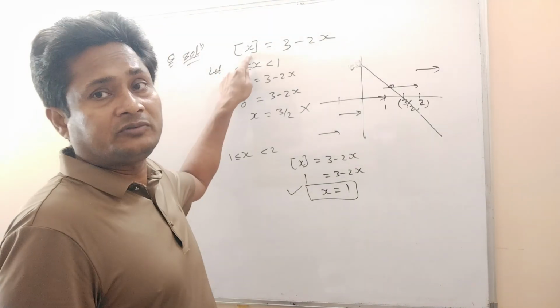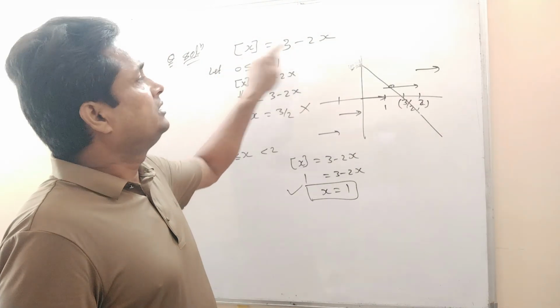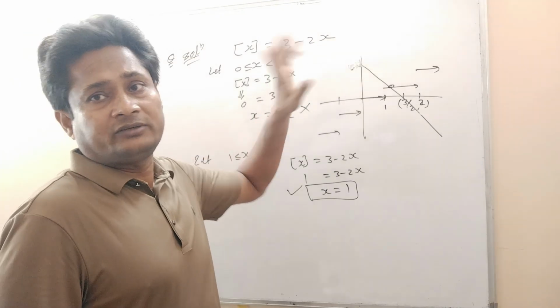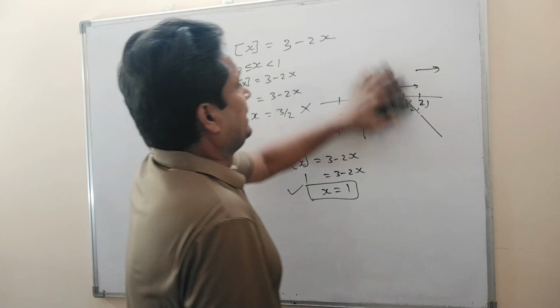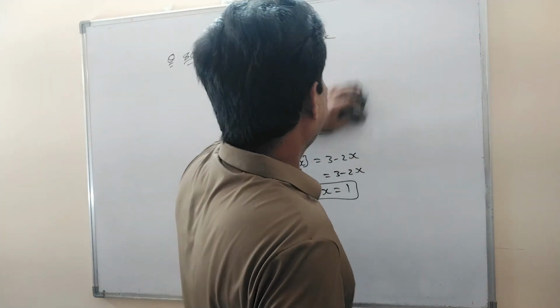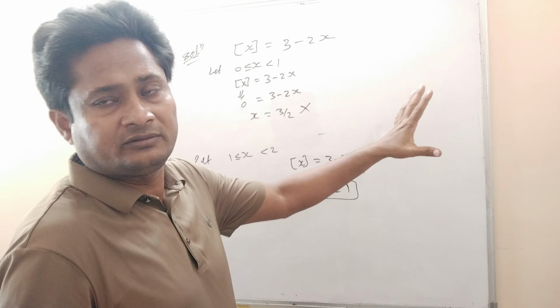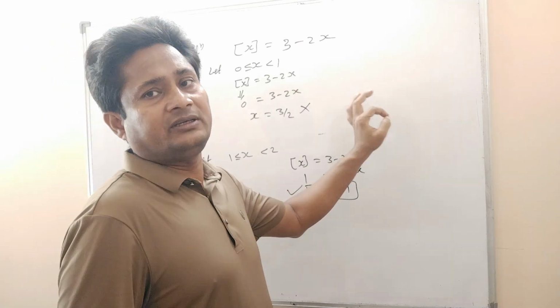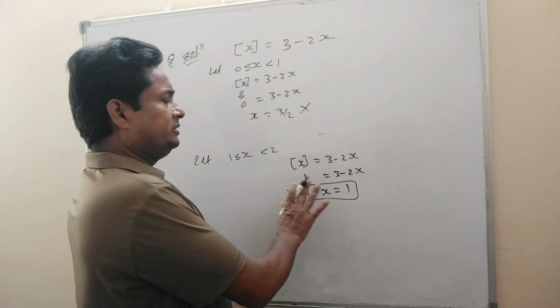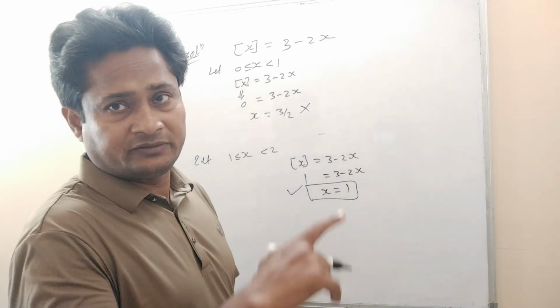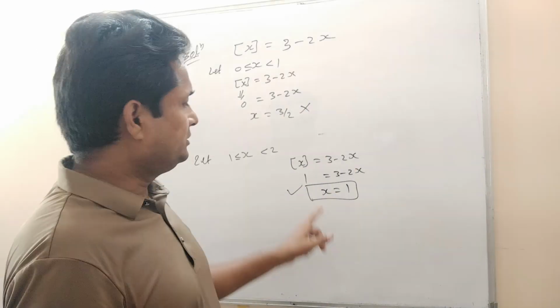Put here x equal to 1. Left hand side will be 1, and right hand side will be 1. That means this is our solution. Now check the next interval also, if there is any suspicion that they intersect at more than one point. But from the graph, it will have only one solution. So this is our answer.